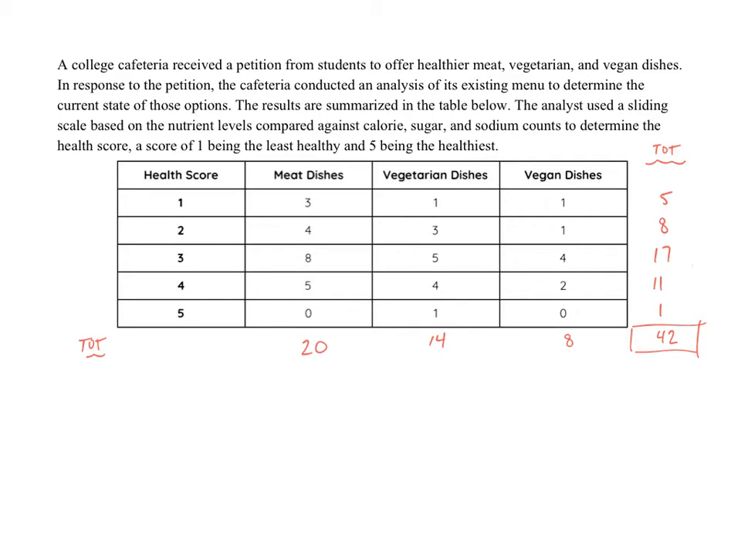So I'm going to ask a couple questions here. The video is going to pause, and you're going to be asked to answer that question before moving forward with the video. So my first question to you is, if we were to choose a current dish at random, what is the probability that that dish is a meat dish?